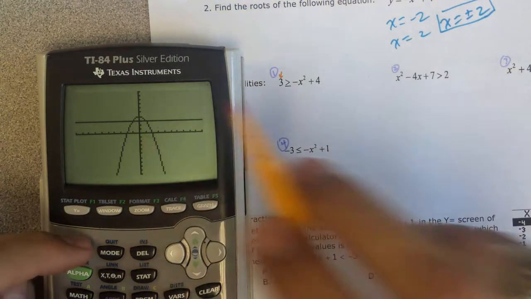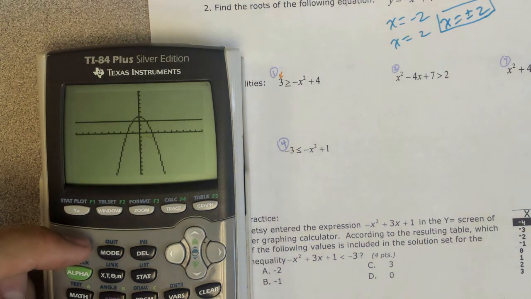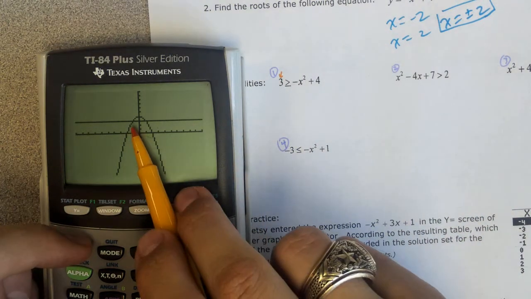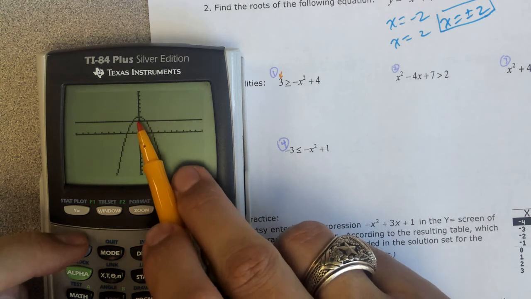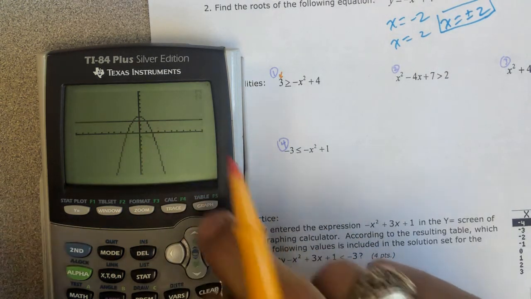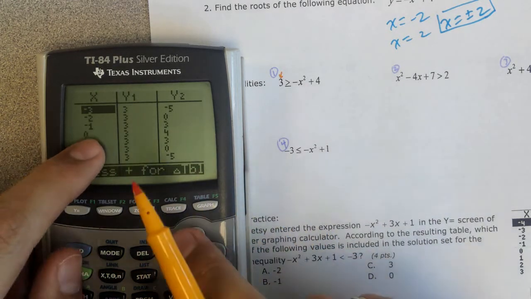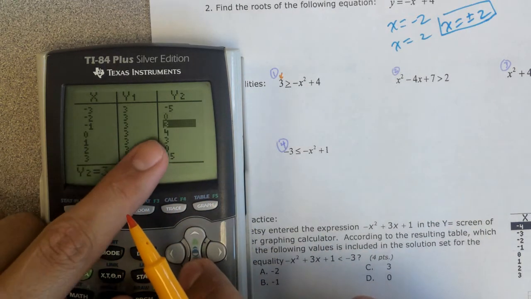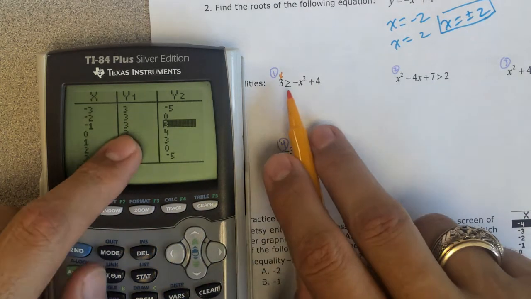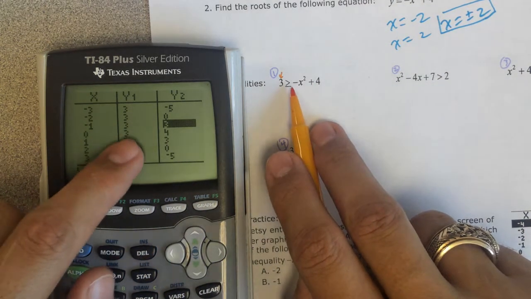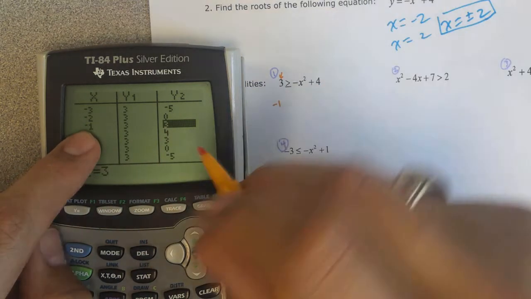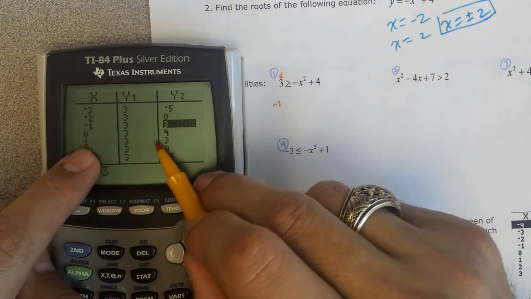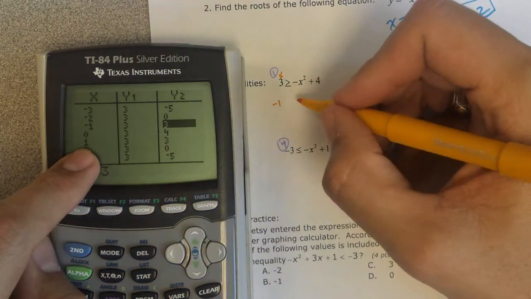So it looks like this is -1 to +1, that all these values are bigger than 3. So let's test it. Look at the table, and where are these y2 values bigger or the same than the first one? So that's the same, so that's -1, and that is true all the way to 1.